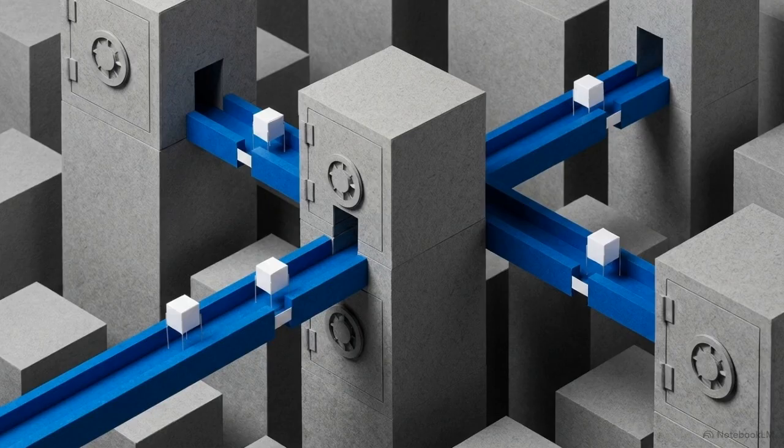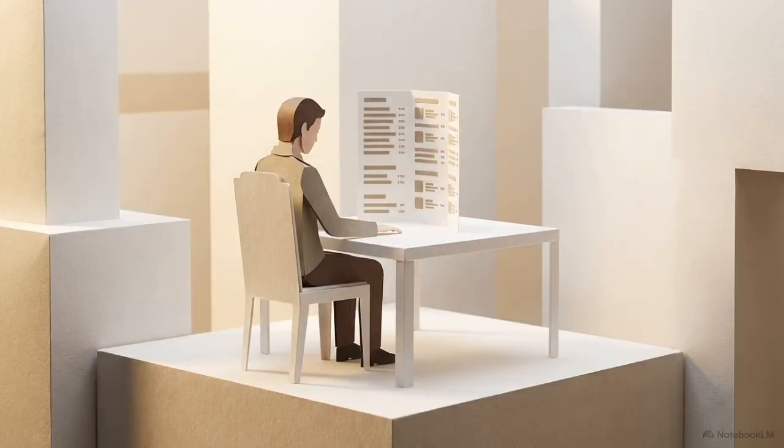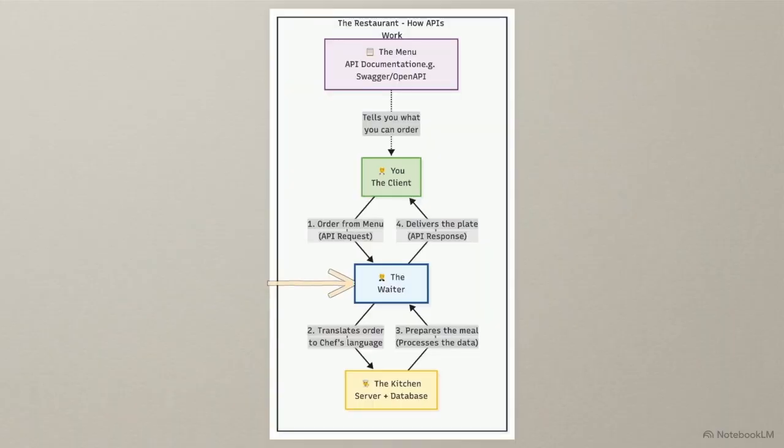The modern internet relies on these APIs. Behind every seamless app is a network of isolated corporate vaults, safely trading specific pieces of information through these strict digital translators. To understand APIs, think of a high-end restaurant. You are the client, the hungry customer. The database is the chef, holding all the raw ingredients in the kitchen. Here is the system. Right in the middle is the waiter, your API.